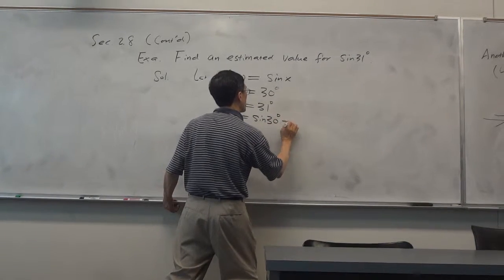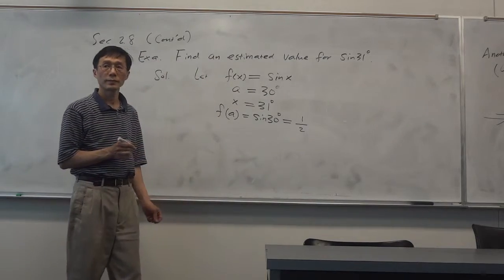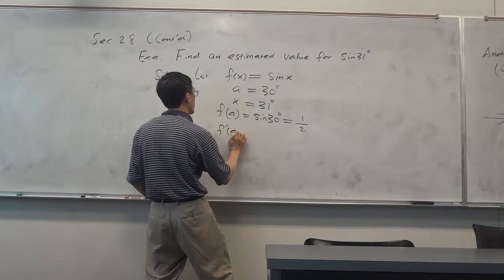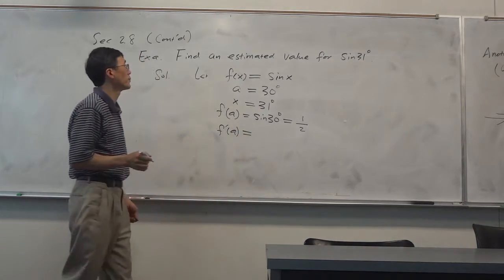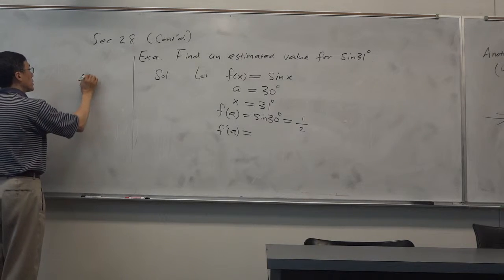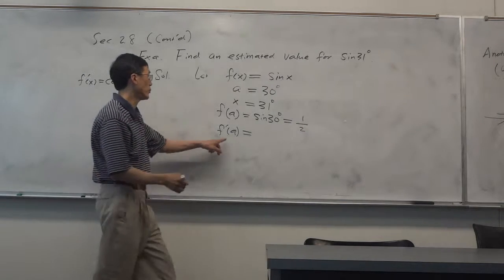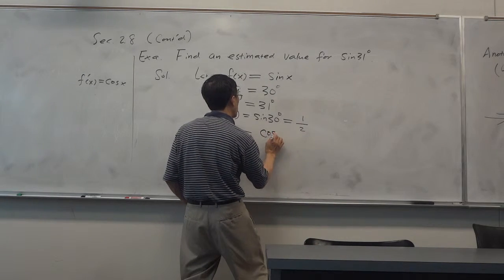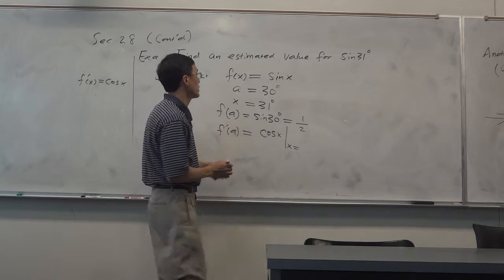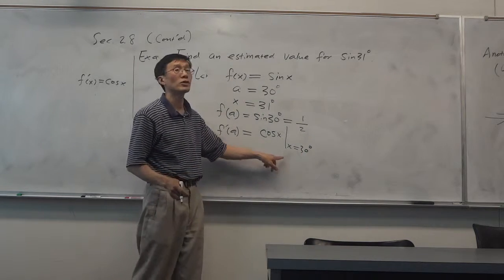And what is sine 30 degrees? As I just told you, it is 1/2. What is f prime a equal to? 0. Are you sure it's 0? Okay, what is the derivative of sine? Yeah, f prime x is cosine x. Therefore, f prime a is just equal to cosine x when x equals what? 30 degrees.